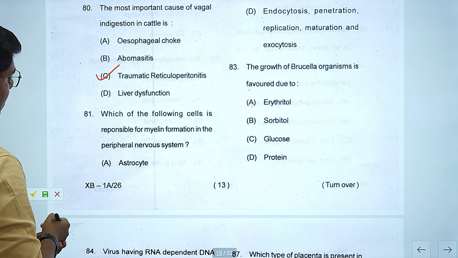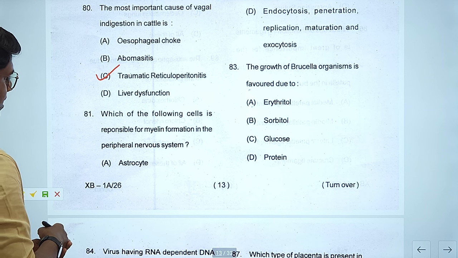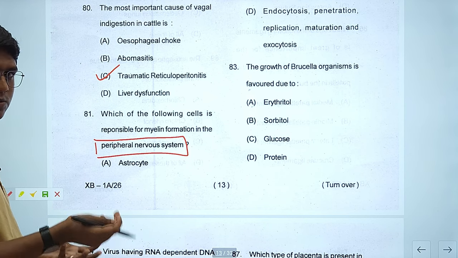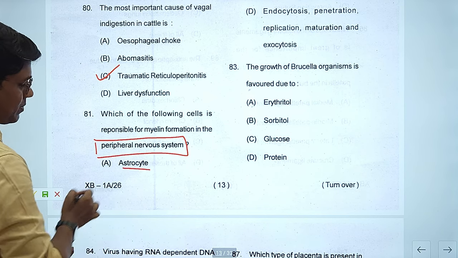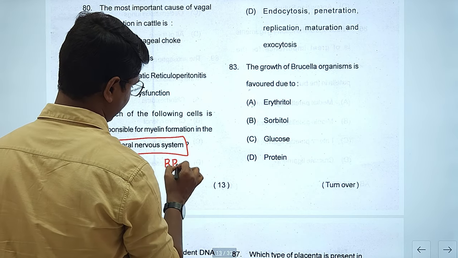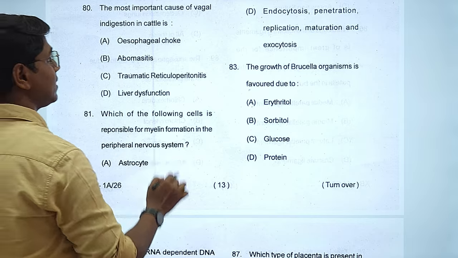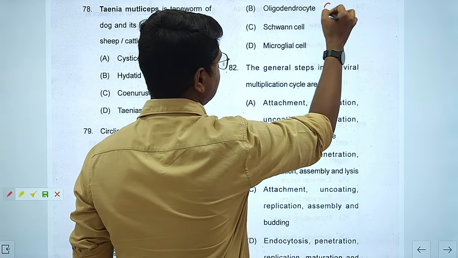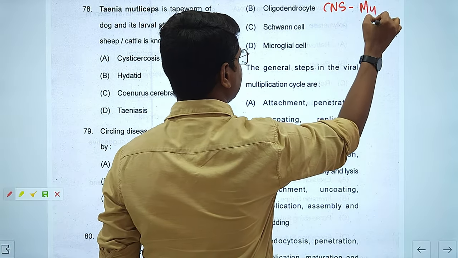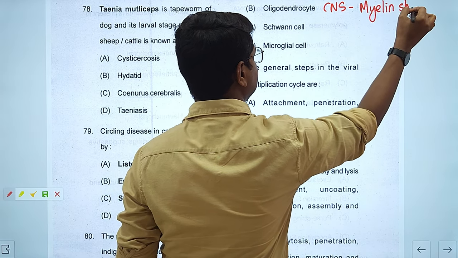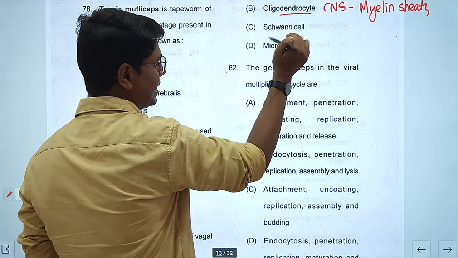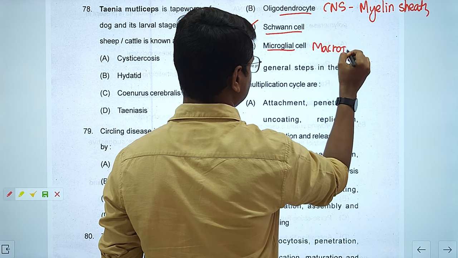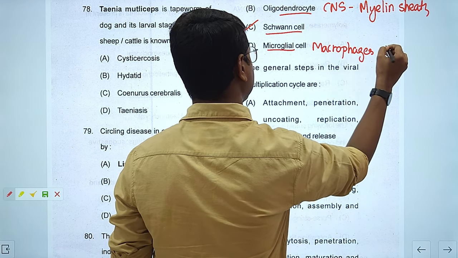Which of the following cells is responsible for myelin formation in the peripheral nervous system? Okay, peripheral nervous system. Many times you may write the CNS answer. Astrocyte is part of CNS. It forms the blood-brain barrier. Next option is oligodendrocyte. It is found in CNS and helps in myelin sheath formation. Inside CNS it is oligodendrocyte. Under PNS, the answer is Schwann cell. Microglial cells are basically macrophages of CNS.